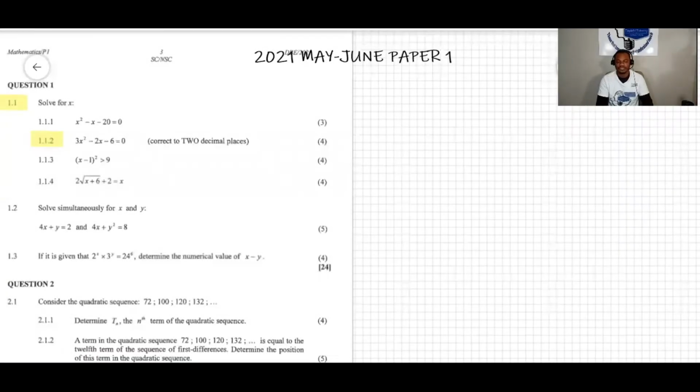Well, we are doing question 1.1, that is solve for x, and now we're going to do question 1.1.2, which is given by 3x squared minus 2x minus 6 equal to 0. Now we need to solve for x, and the question says correct to 2 decimal places.